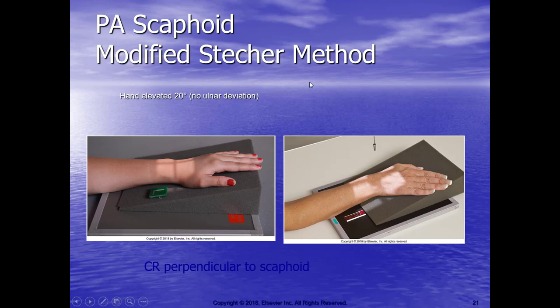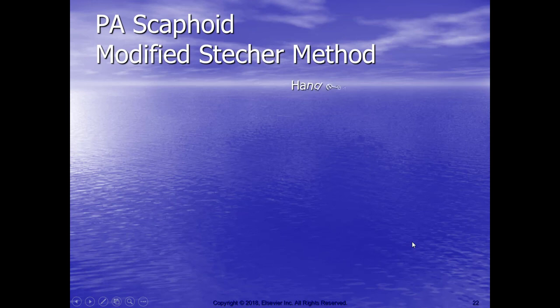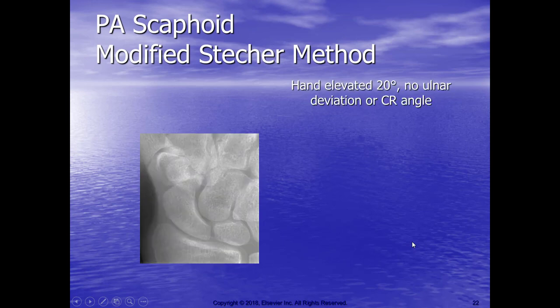Here's a modified scaphoid. Instead of putting the angle on the tube, you could angle with a sponge. The center ray is still the same. You're going to have them flex the fingers out so that the scaphoid is being demonstrated. And in this case, you just wouldn't use the angle. You would just elevate the hand 20 degrees. So ulnar deviate, 20 degrees elevated, central ray to the scaphoid. So there's 2 different ways to do it.